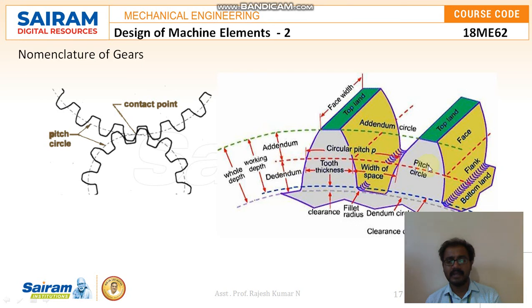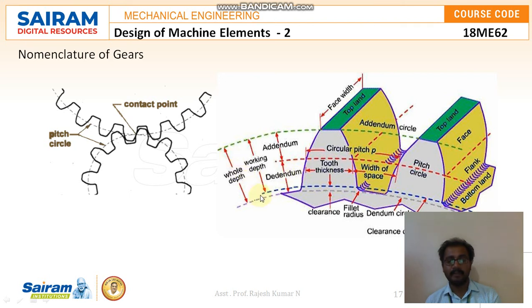And we have something very important. I'm talking about this line, which is the pitch circle. The pitch circle is exactly the mean of the tooth. From the pitch circle to the top land, the distance we will call the addendum. Similarly, from the pitch circle to the bottom, the dedendum circle, the distance we will call the dedendum.